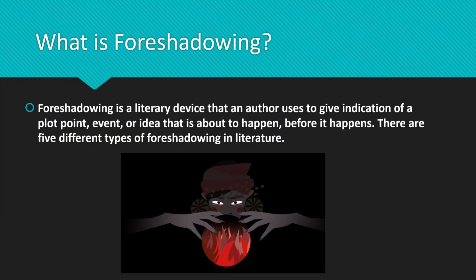Foreshadowing is a literary device that an author uses to give indication of a plot point, an event, or idea that's about to happen before it happens. For example, if the weather is gloomy, that could mean that it's going to be a bad day. There are 5 different types of foreshadowing in literature.